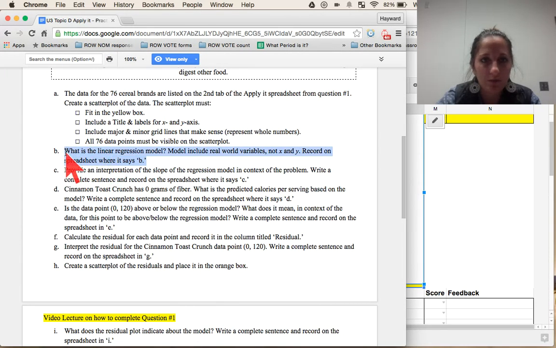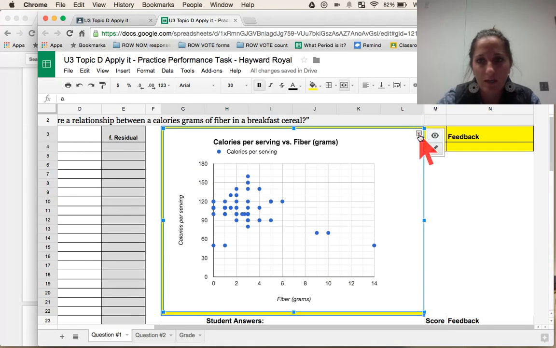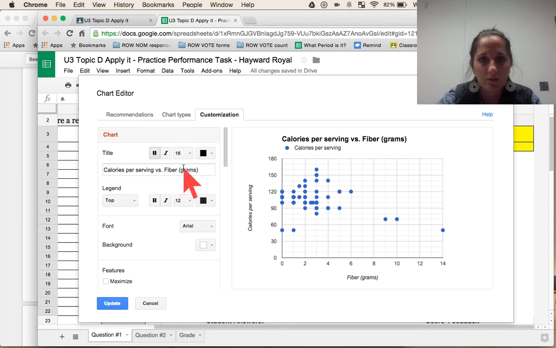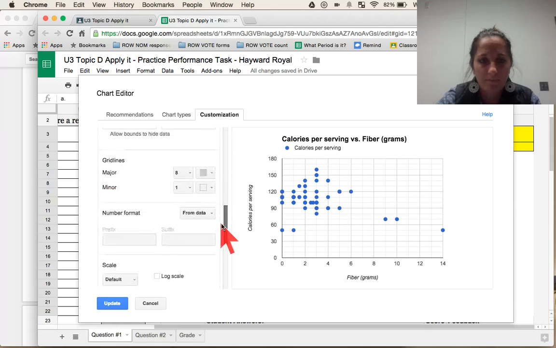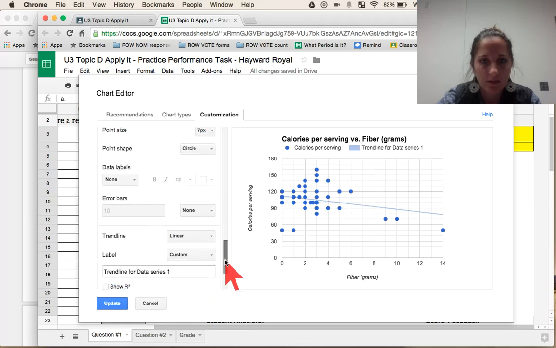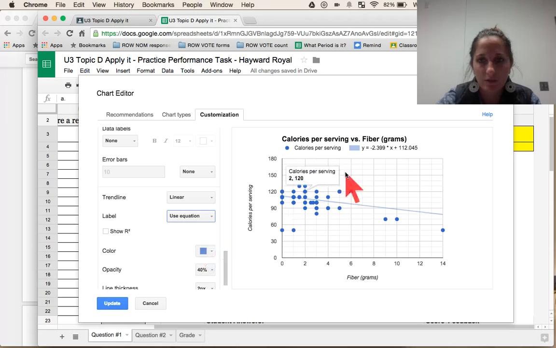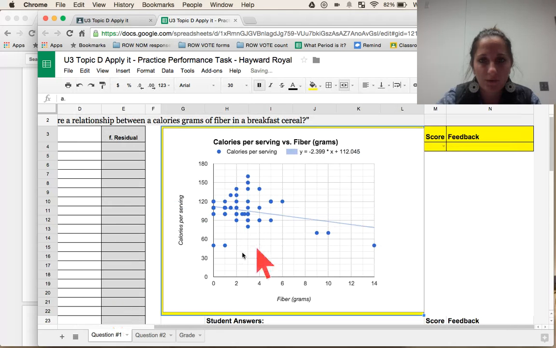What is the linear regression model? Model includes real-world variables, not X and Y. Record on the spreadsheet where it says B. Okay, so I need to go back and edit this. Advanced edit. And I'm going to scroll all the way to the bottom where it says trend line. And I'm going to choose linear. Then I'm going to make sure that the label says use equation. So there's my equation. I'll update it.